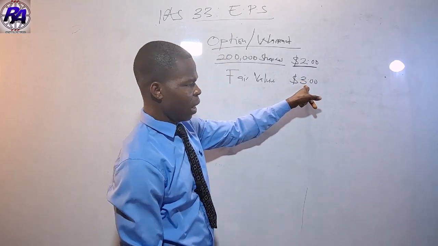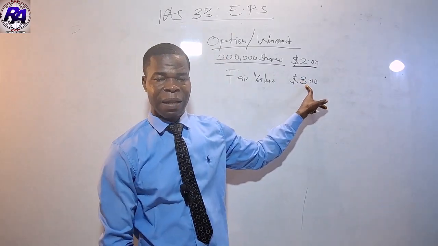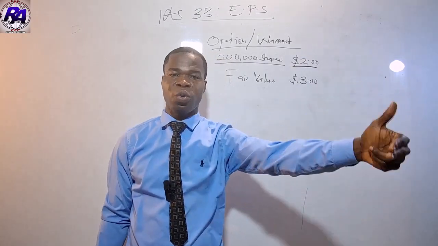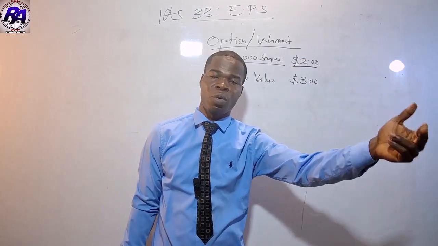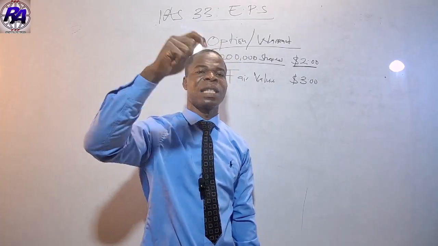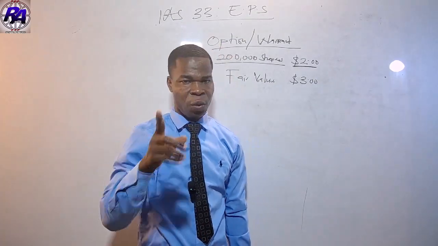What about the $1 that is left? That is, you are issuing the shares to the option holder or the warrant holder at a bonus or free. So that particular aspect of the shares is the one that is going to give rise to dilution. So please take note.